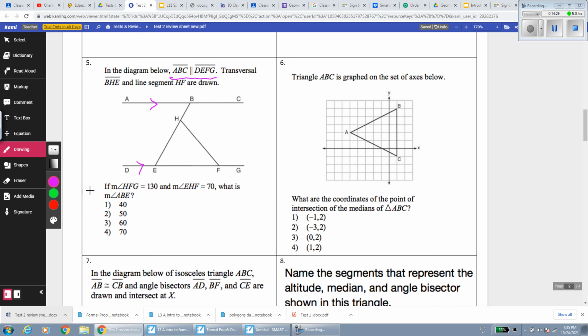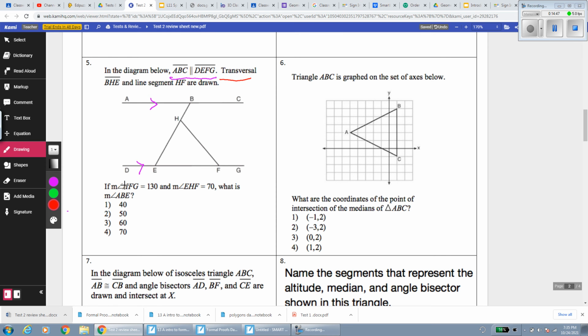So once again, that word transversal, also the fact that we have 2 parallel lines, right away I'm going to start thinking in my mind that we're probably going to have to use our angle relationships formed when parallel lines are cut by a transversal. That's the first thing that comes into my mind now when I'm approaching this question.